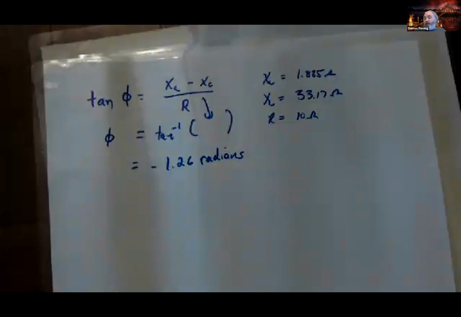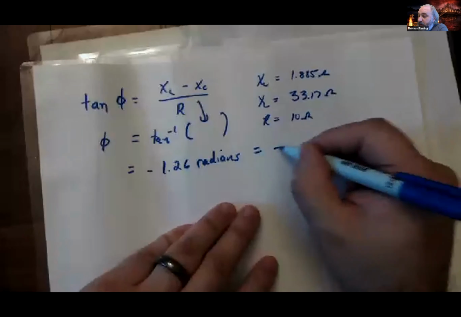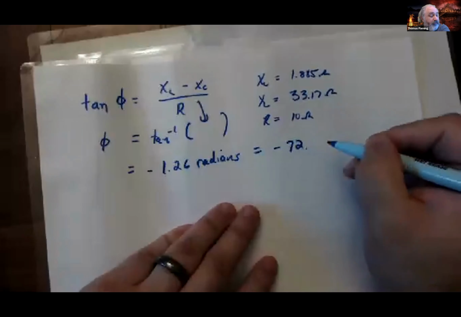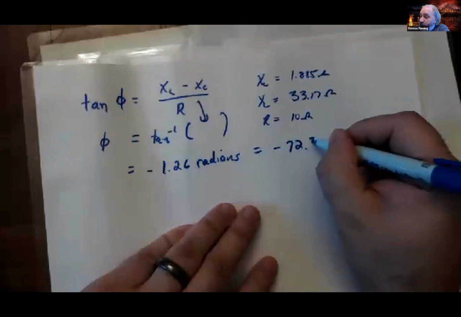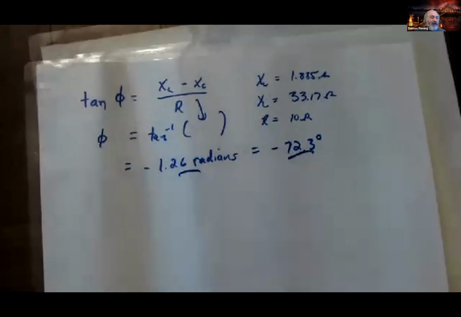However, I always can convert from radians to degrees because I know that 2 pi radians equals 360 degrees. So if I divide that by 2 pi and multiply by 360, in more familiar units, it's a phase shift of negative 72.3 degrees. So that at least makes sense to me. But this is what I'm going to have to use in my actual calculations. They're the same thing.